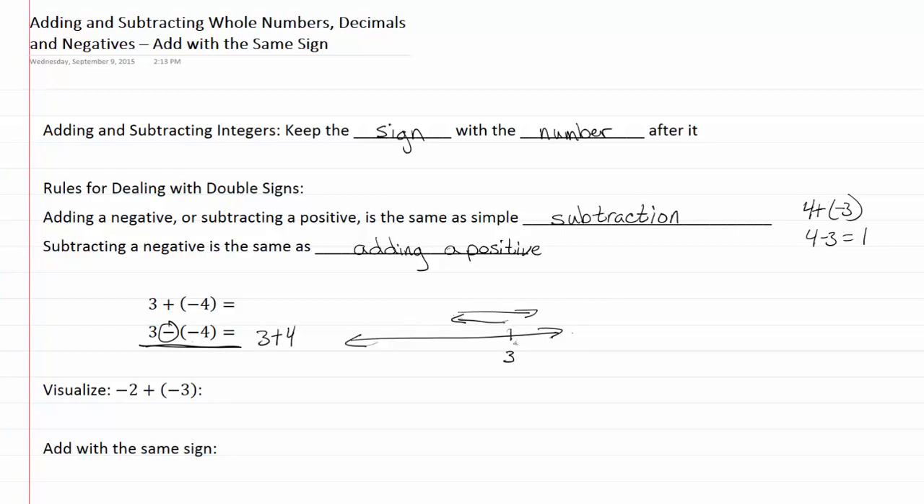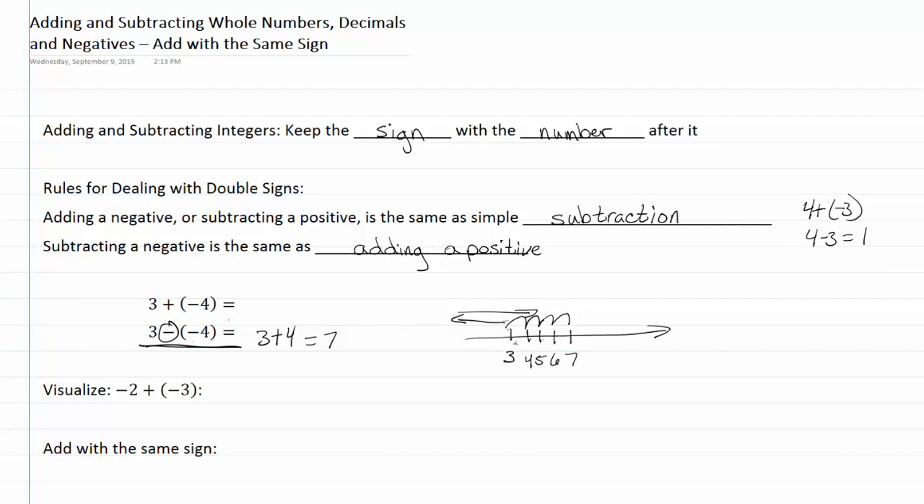They kind of cancel each other out, and so on our number line, we would be moving over to the right four places, which would give us 7. Just like a regular addition problem.